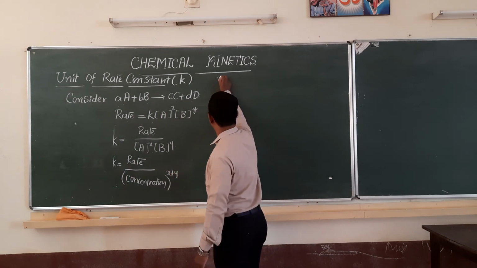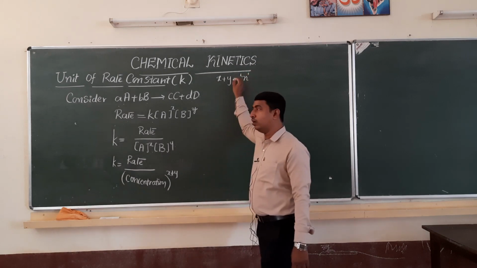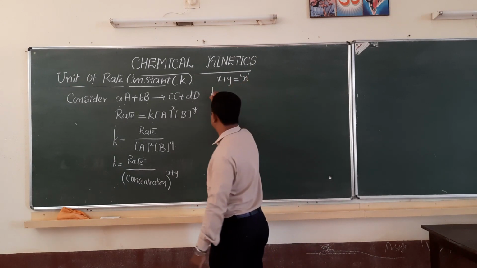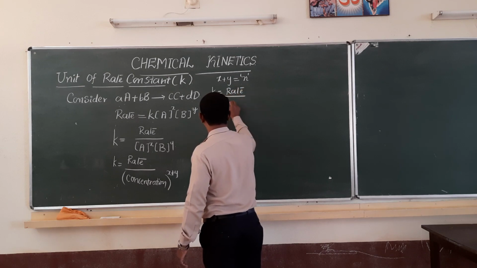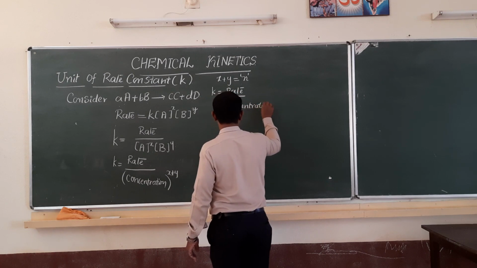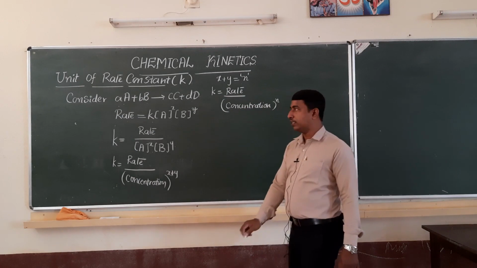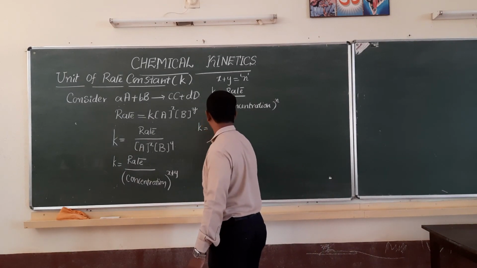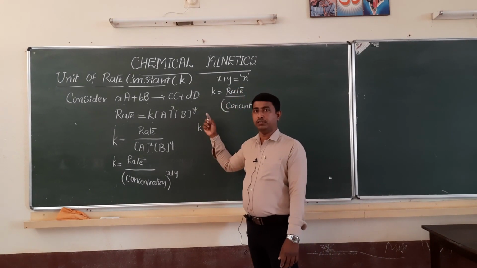Now X plus Y can be taken as n. N means the overall order of this reaction. So X plus Y, let it be equal to n. So K is equal to rate divided by concentration term power n. Now, what is rate? Definition of rate: change in concentration with respect to time.